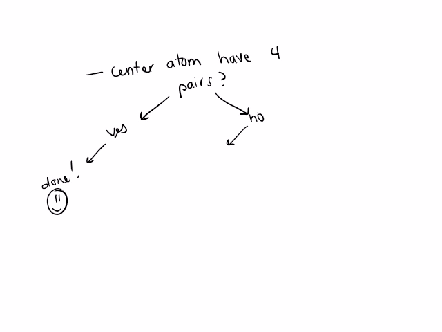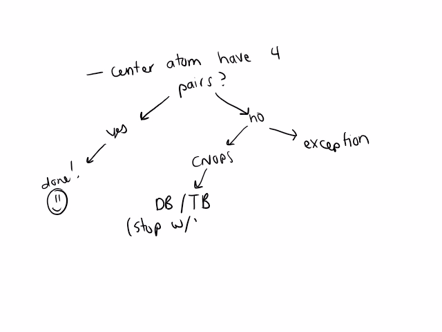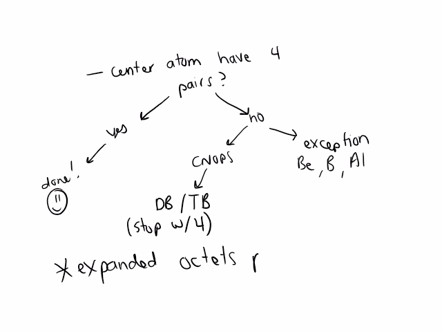okay, is it part of CNOPs? Is it an exception? Okay? If it's part of CNOPs, then you're going to make a double bond or a triple bond if you need it, but make sure that you stop with 4 pairs on your center atom. If it's an exception, then that means you've got boron, beryllium, and aluminum, and you'll be good to go. Hydrogen's never in the center. And then remember that we can also have expanded octets in period 3 through 7. So we can have more than 4 pairs.